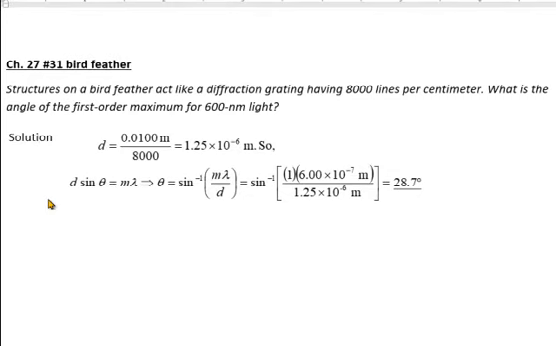Structures on a bird feather act like a reflection grating, having this many lines per centimeter. What is the angle of the first order maximum for 600 nanometers? I changed this word here. It actually says reflection.